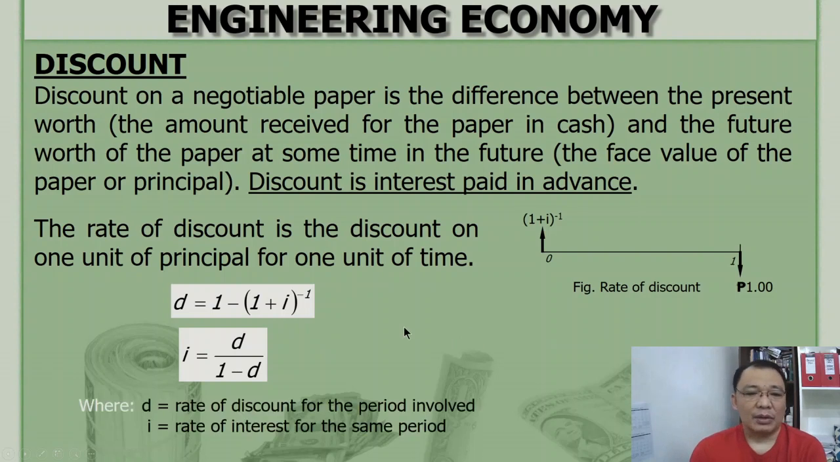Where D is the rate of discount for the period involved, while i is the rate of interest for the same period. The i for the whole year is different from this i. The symbol is the same, but if this i is used with discount, then it is for the same period as the discount. If it is a specific number of days or number of months, then this rate of interest is for that specific period also. It's different from the i for the whole year.